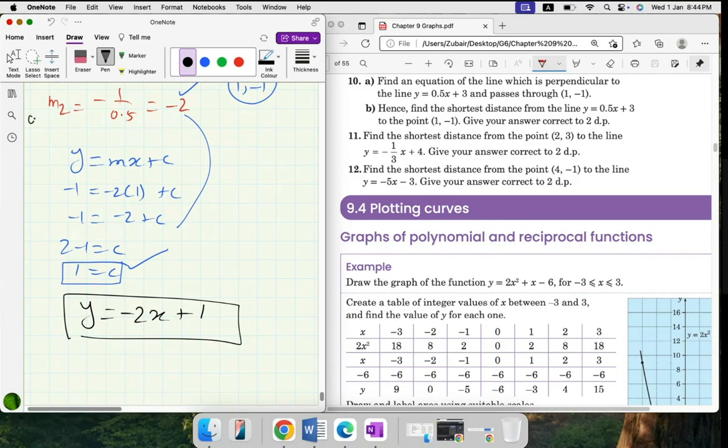This was the 10a part. The b part says hence find the shortest distance from this line to 1 comma minus 1. So we already have the two equations. We can find the point of intersection.